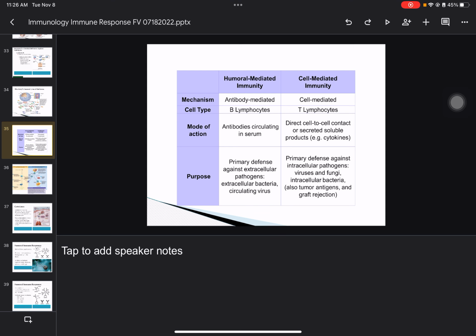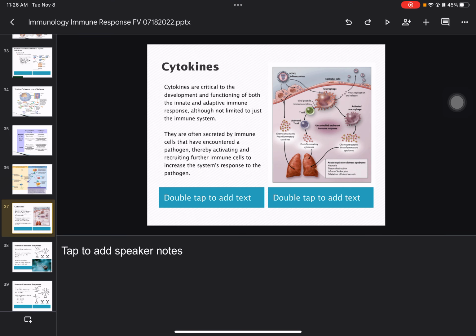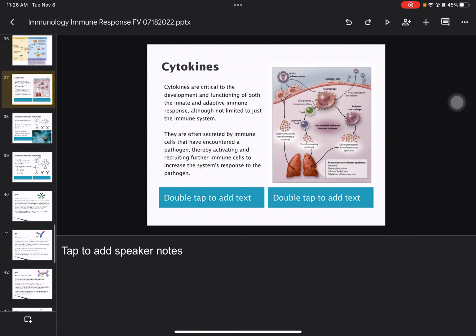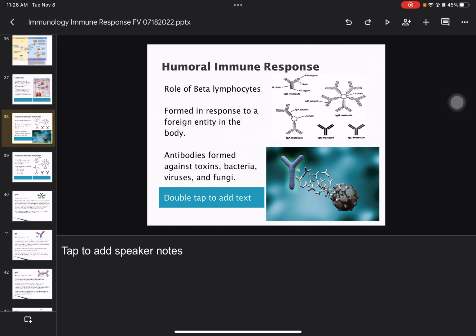So we know what cytokines are. They recruit other things to come in. So now it moves to humoral immunity, right? So we talk about humoral immunity. It's the formation of antibodies, immunoglobulins. Okay? There are five different classes.